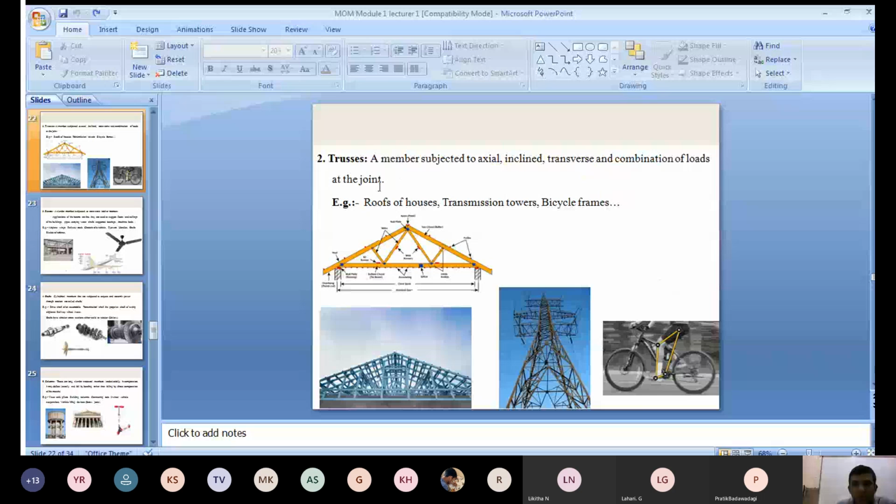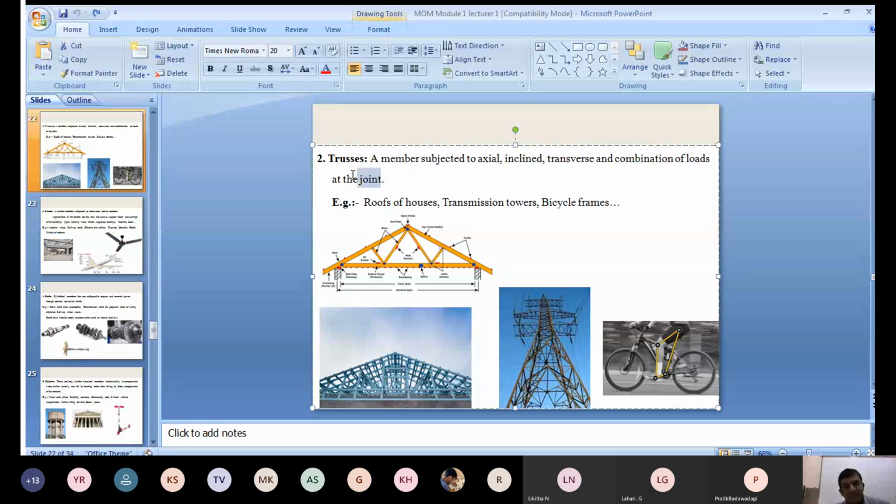Trusses are nothing but members subjected to any type of load. It may be axial, it may be inclined, it may be transverse, or a combination of all the loads. But the load is acting at the joints. That is called a truss. Now axial means along the axis of the member you are applying load. It may be tensile or compressive.